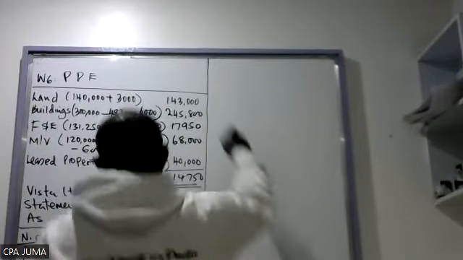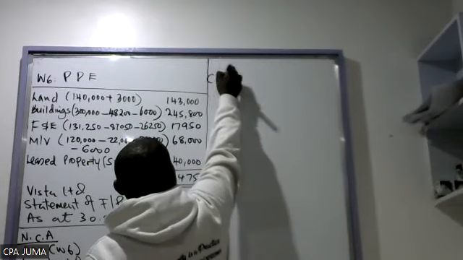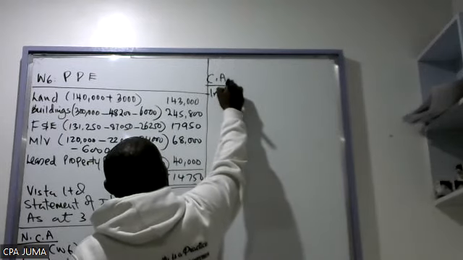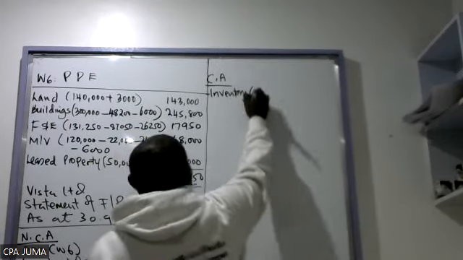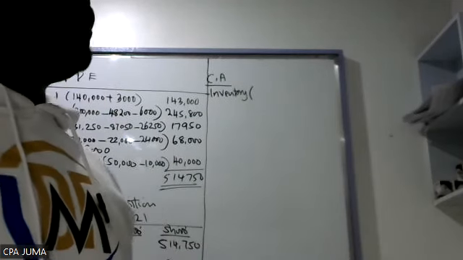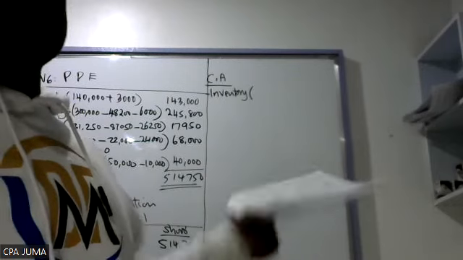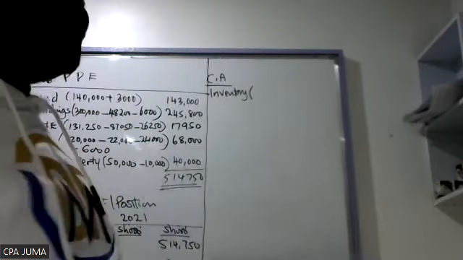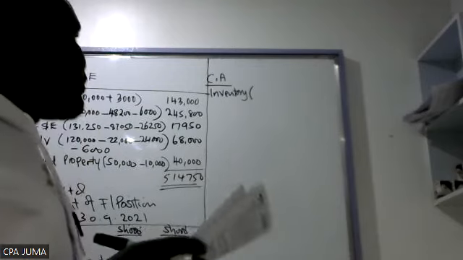Current assets. Inventory. Remember there was an understatement of 5. So that one you will add. For stock you add it. For cost is what we removed.